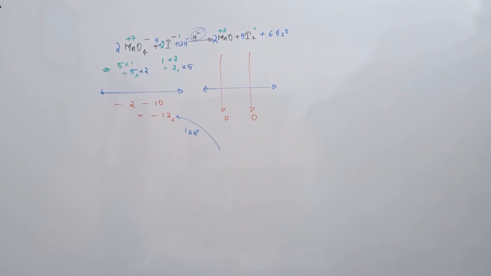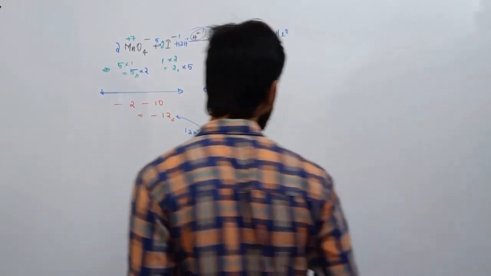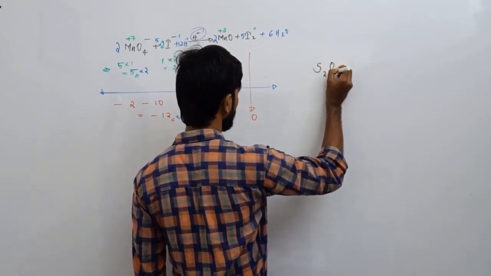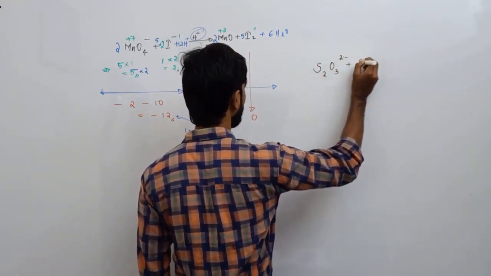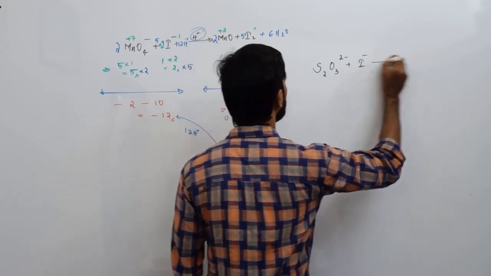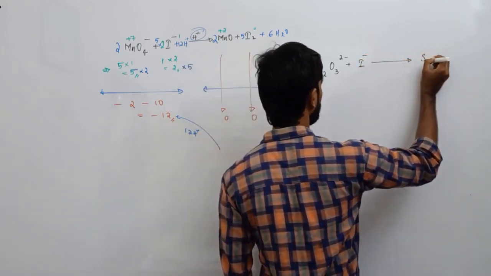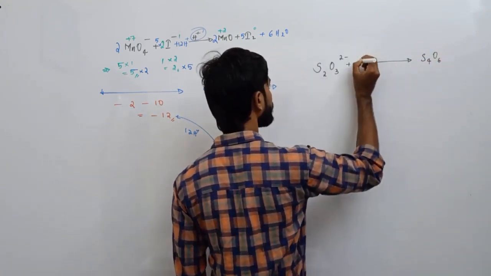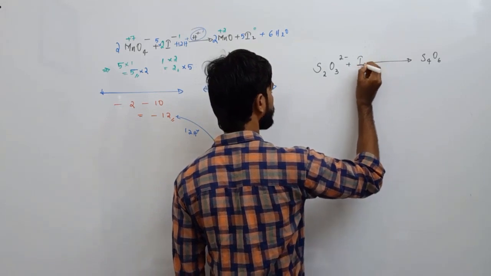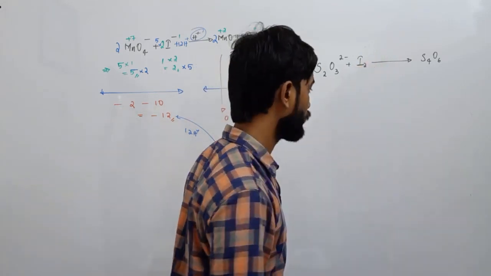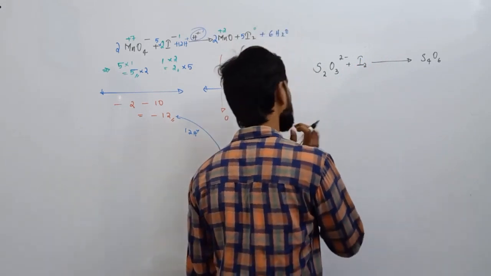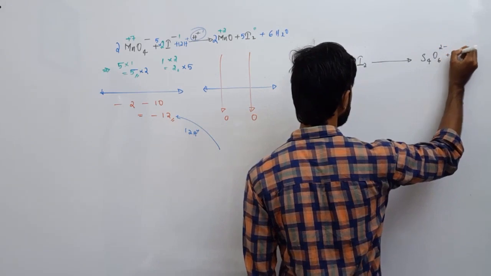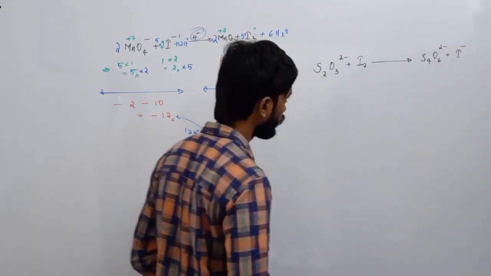Let's check the next case, the case of thiosulfate. Thiosulfate, S2O3 2 minus, in iodometric titration, is oxidized along with iodine. Thiosulfate is a reducing agent and iodine is an oxidizing agent. Thiosulfate with iodine forms tetrathionate plus iodide. Now we want to balance this one.